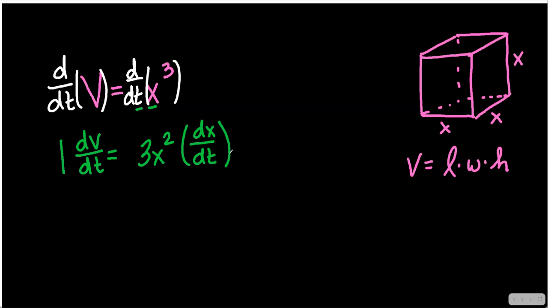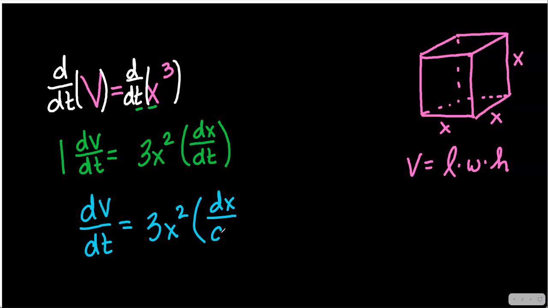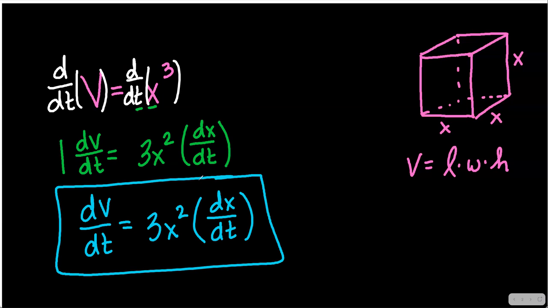All right, so the question then is, how do I find the volume or the dV/dt, the change in the volume with respect to dx/dt? Well, we can just clean this up a little bit and just rewrite this then as dV/dt, we don't need the 1 anymore, is 3x squared dx/dt. And we've now solved this problem.